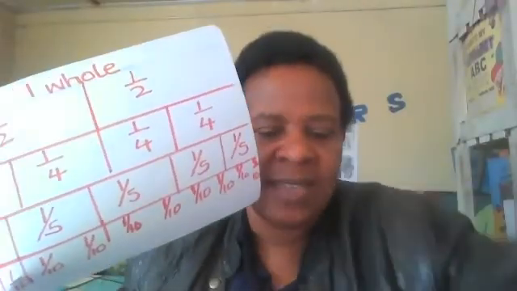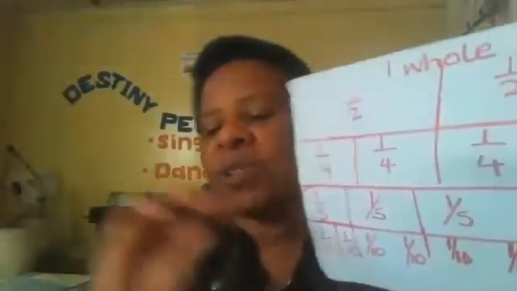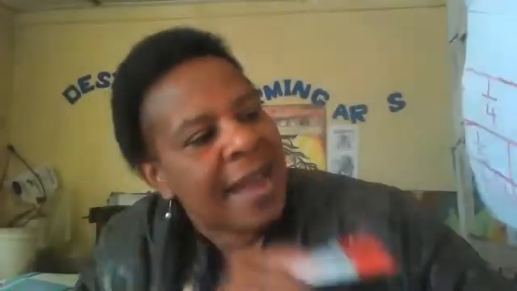From this table which I showed you, if I say a half, how many quarters are equal to a half? 2 quarters. Yes, 2 quarters. Very good. So that's why we are saying these are equivalent fractions. These fractions are equal.